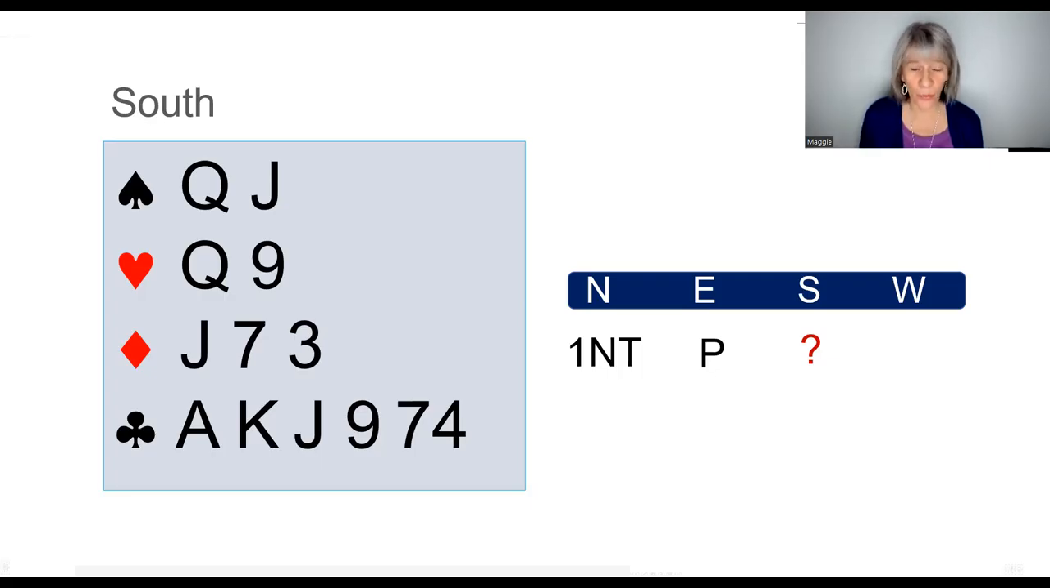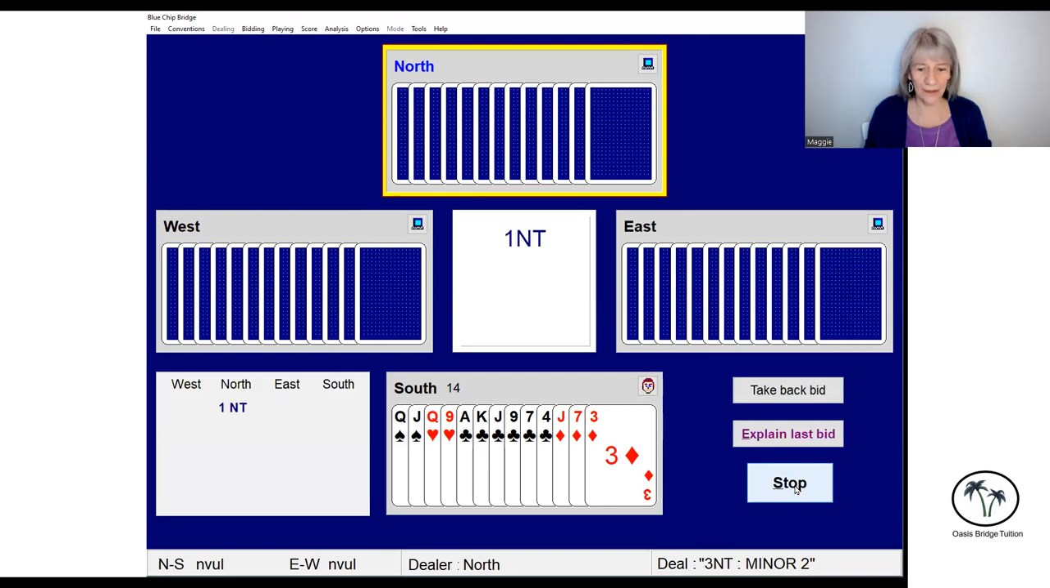If partner opened one-no trump and we're sitting here, we've got enough to bid a game contract. We've got 14 high card points and we've also got some shape. But which way are we going to go? Are we going to go with our long minor suit, the clubs, or are we going to go with a 3-no trump contract? Well, let's have a look and see what we think is going to give us the best result. Here's the full hand.